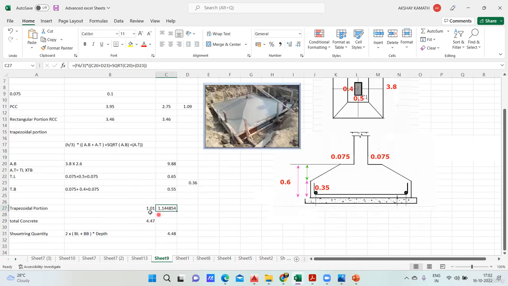Let me check it once again, because here I've done it correctly. See, F6. Okay, so let me check both formulas to see what is wrong. So 1 open bracket, here also it is open bracket, divide by 3, I've done, close bracket, multiplication, open bracket, double open bracket, C20 plus D23 plus D23 plus square root. Okay, here we have made this mistake.